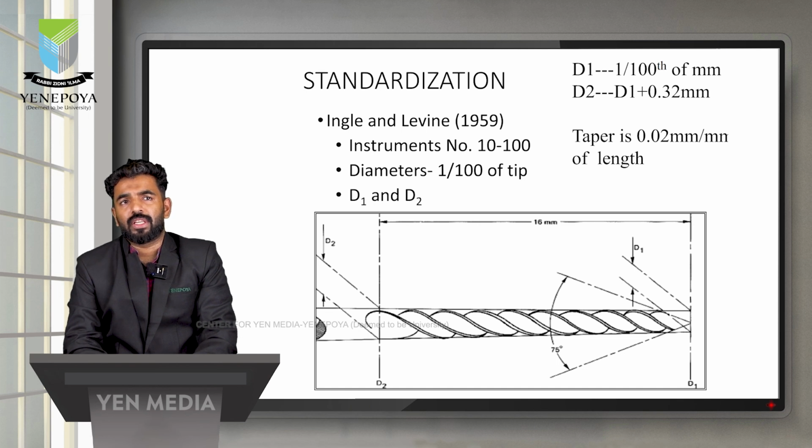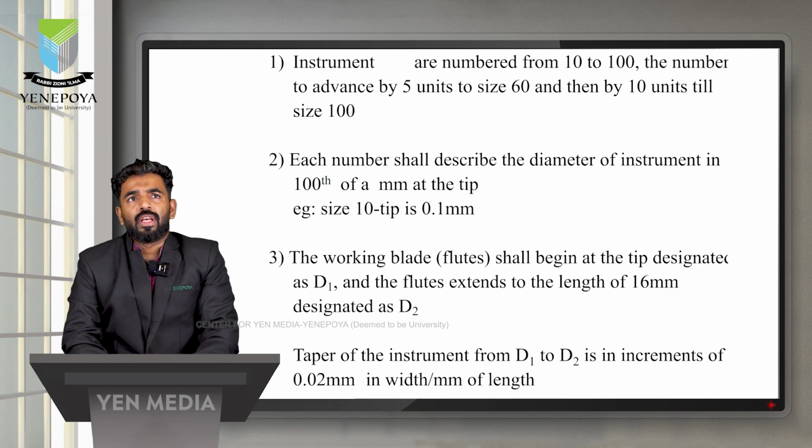It is named D1 and D2. Instruments are numbered from 10 to 100. The numbers advance by 5 units up to size 60, and then by 10 units up to size 100. Each number describes the diameter of the instrument in tenths of a millimeter at the tip. Example: size 10 tip is 0.1 mm.